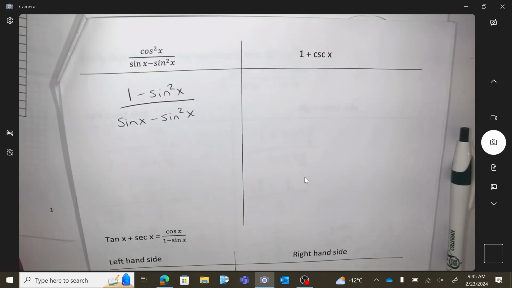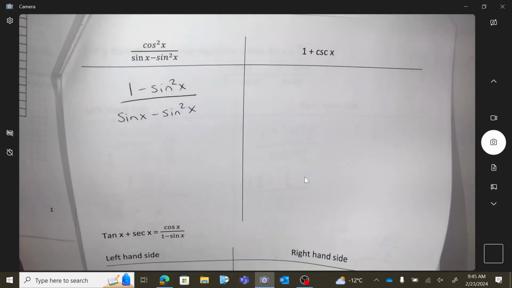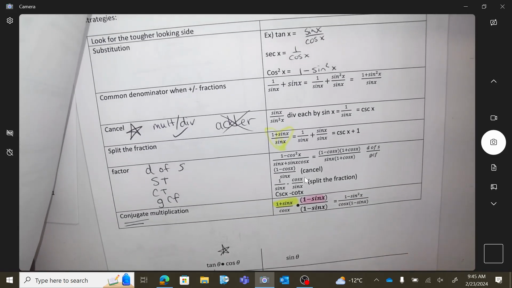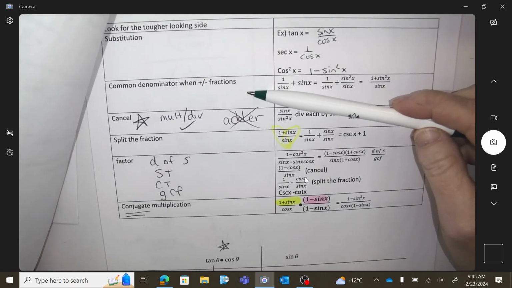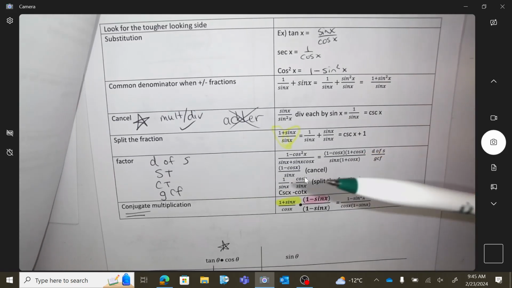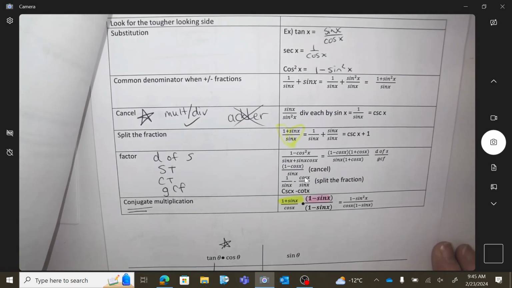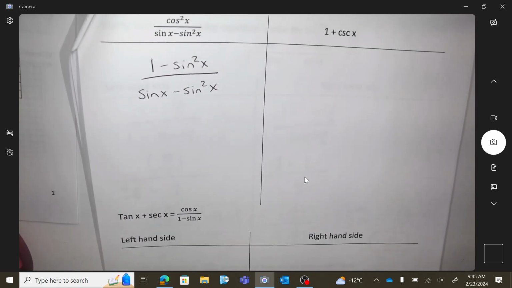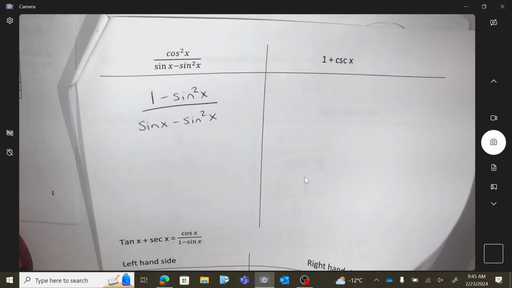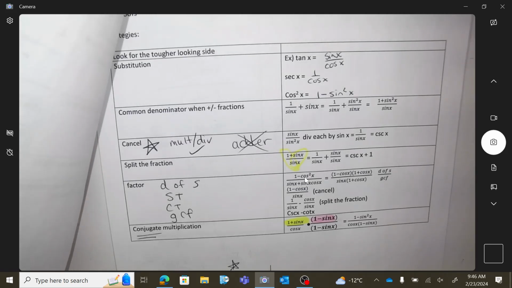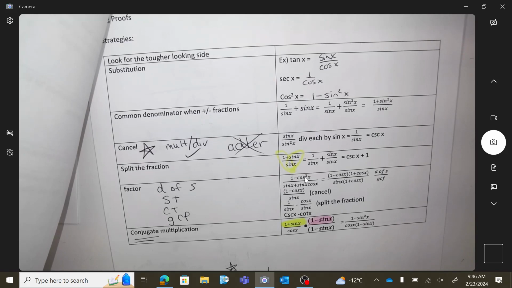One of the different strategies, so there's that little chart I had. Can anybody pick out a strategy? Well, substitution, we just did something with that. Is there any fractions to add? Canceling, splitting, factoring, conjugate. One of these is the answer to go to. It's not a conjugate. One of the things in my chart.